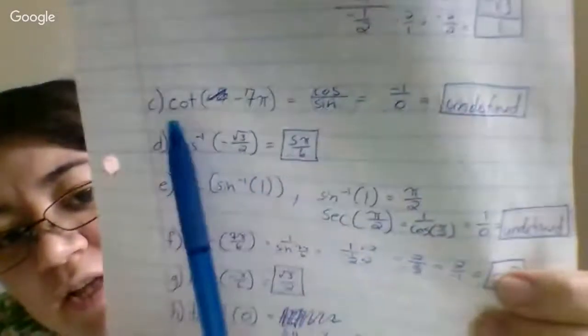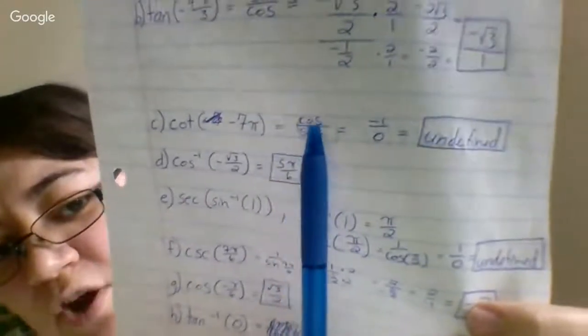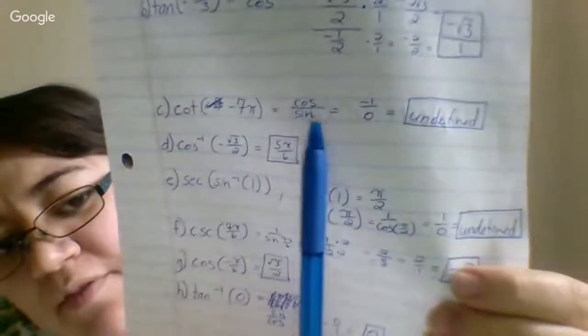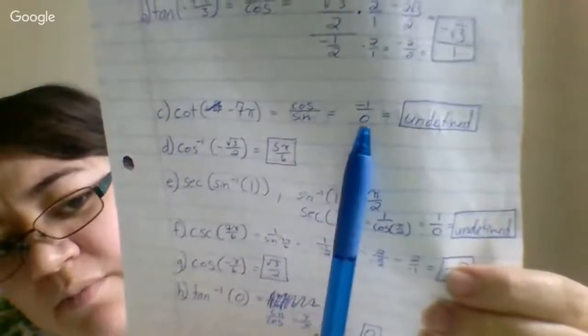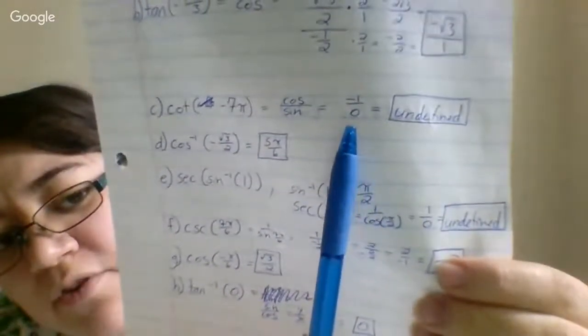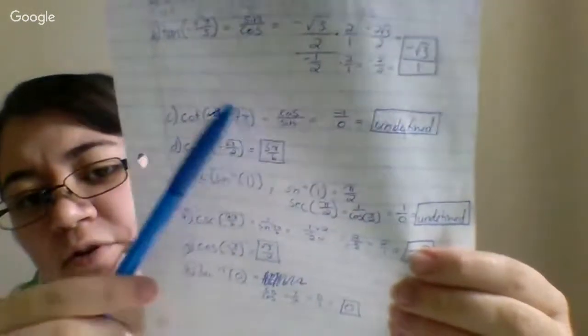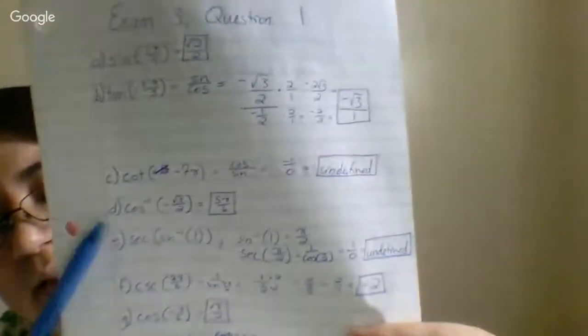So for cotangent, the cosine is going to be negative 1 because that's the value of cosine at pi. But the sine value at pi is always going to be 0. And since we can't have a 0 in the denominator, it's going to be undefined for this function here. So I hope that one makes a little bit of sense.